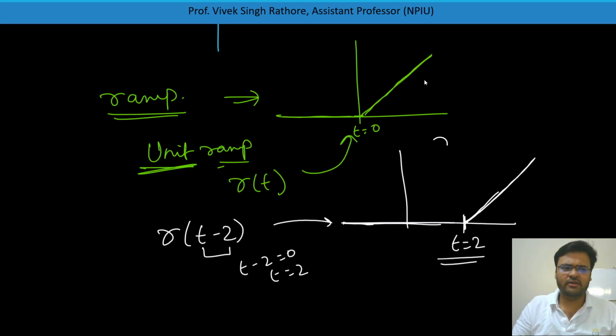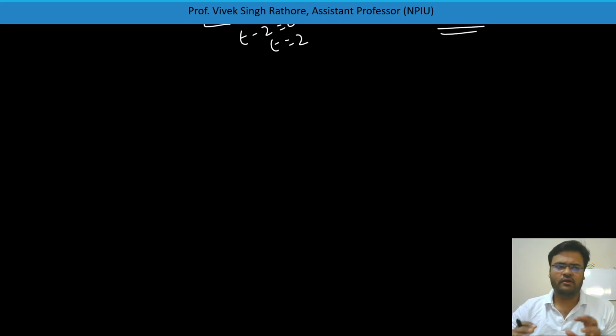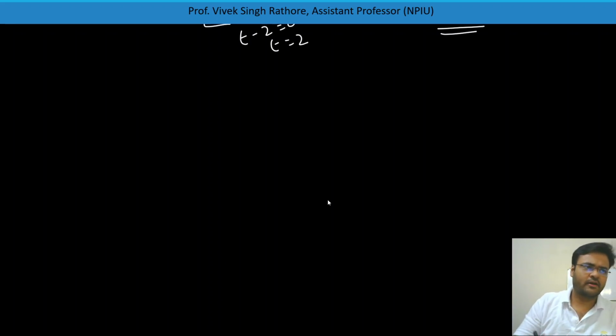Same as r(t+1), you can also plot it, you just need to shift it to t = -1. Now the second part: if I give you a signal, can you represent it in terms of ramp signals? So let's see if you can do it.